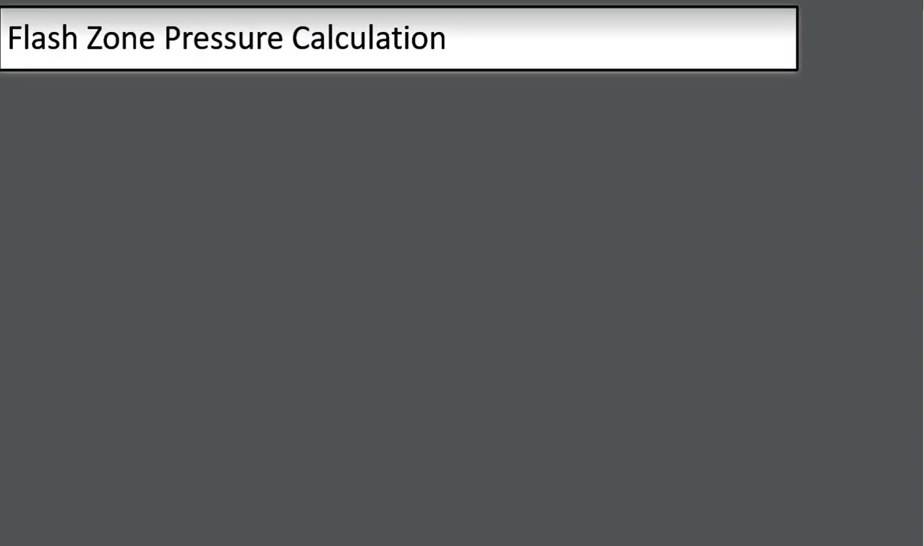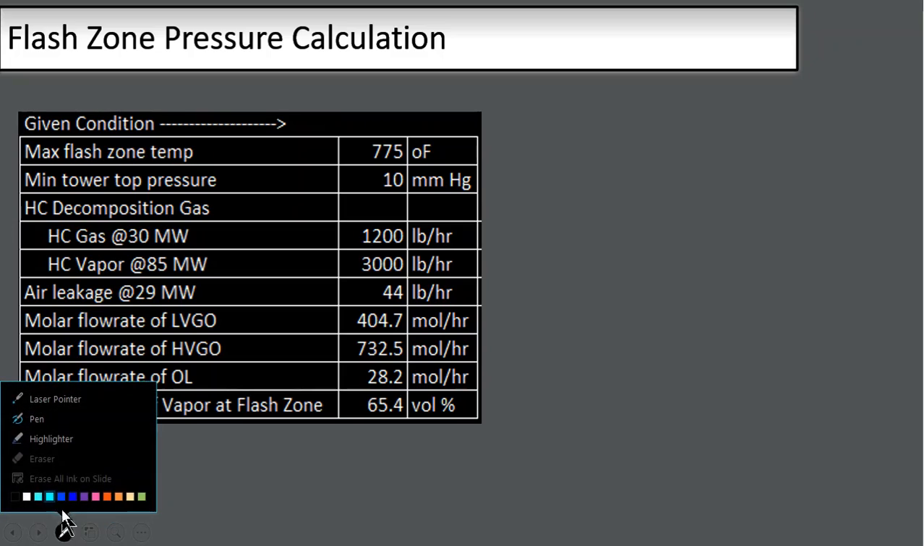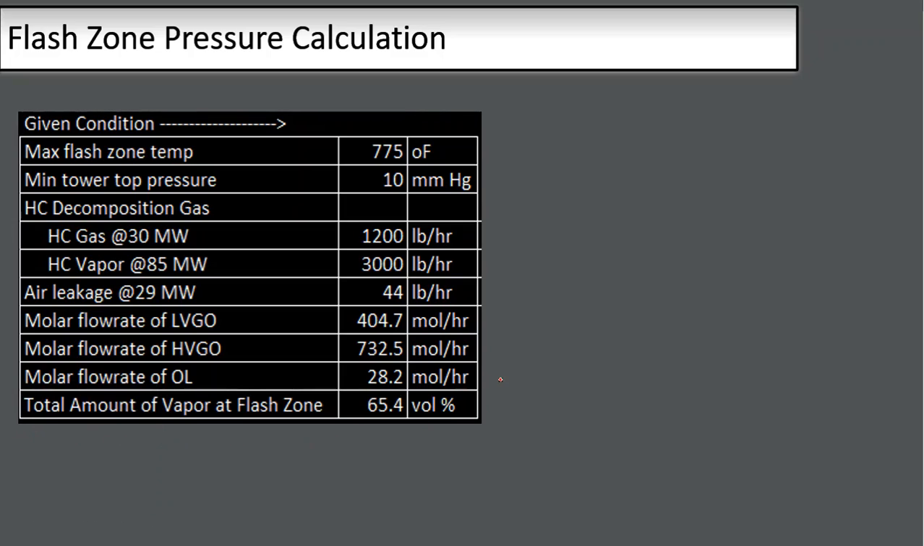So today we will learn about the flash zone pressure calculation in the vacuum distillation column. We'll take a simple example of how to calculate the pressure at the flash zone, and also we have to find out whether we need steam or not. This is our given condition for the flash zone, and these were calculated in the earlier PPT.